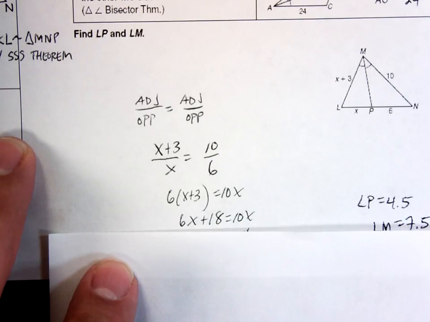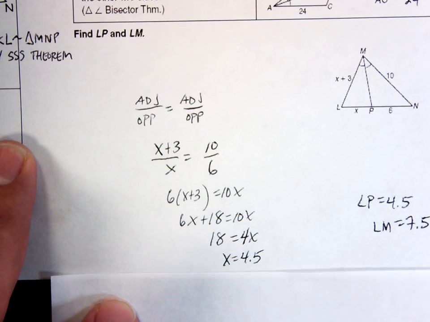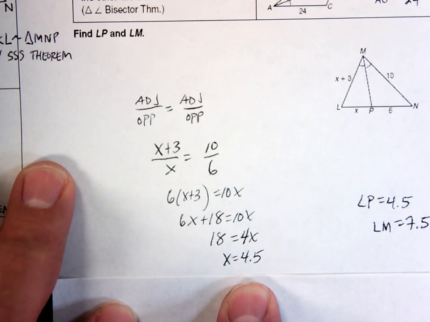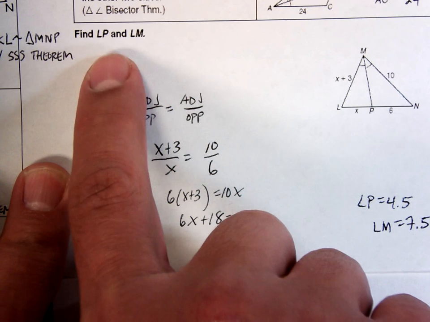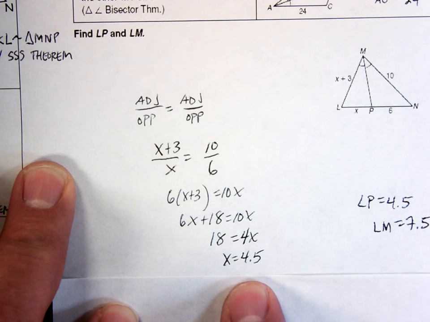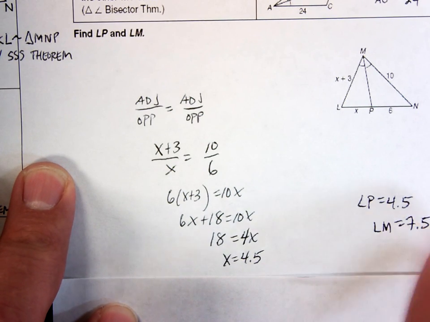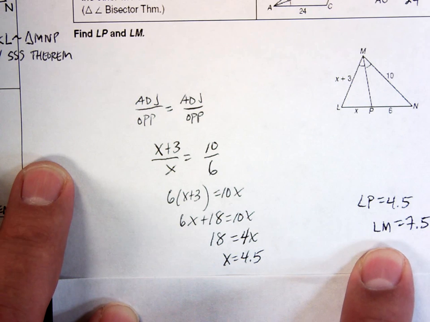Cross multiply, you'll get x is equal to 4.5. And notice up here they wanted to find LP and LM. But once we know what x is, LP is just 4.5 and LM is 7.5. Bunch of practice on these in class.